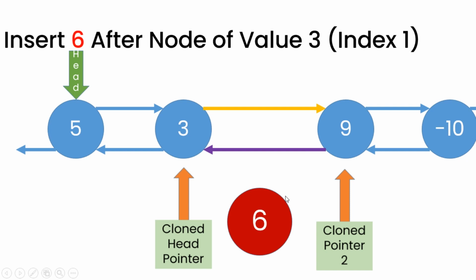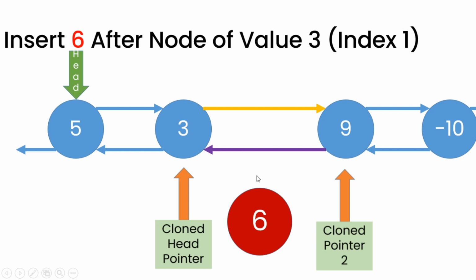Alright, so conceptually, looking just at it, we will need somehow to change the previous of 9, which is this purple arrow, backward to 6, and we want this 6 to be pointing forward to 9. So we will have a purple arrow going backward, and we should have another arrow going forward from 6 to 9. And we also want to have 6 pointing backward to 3, and we should have a forward arrow pointing from 3 to 6.